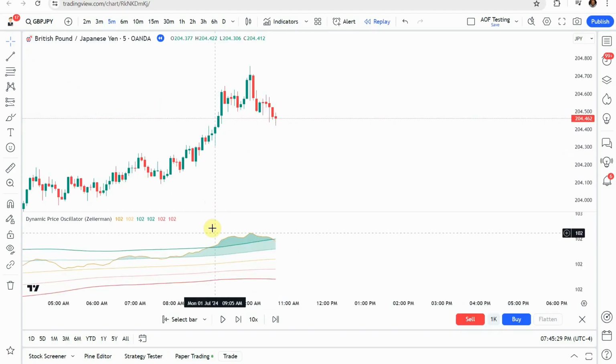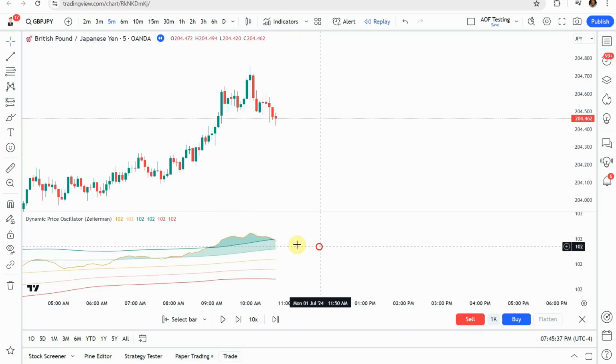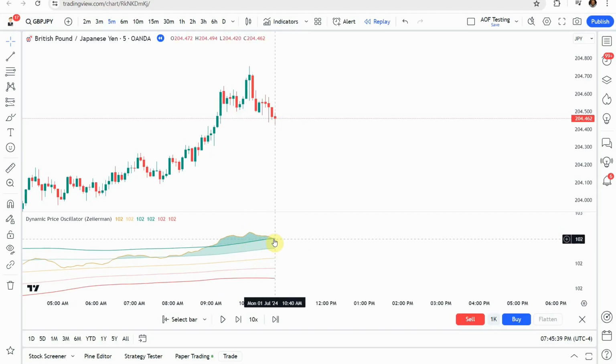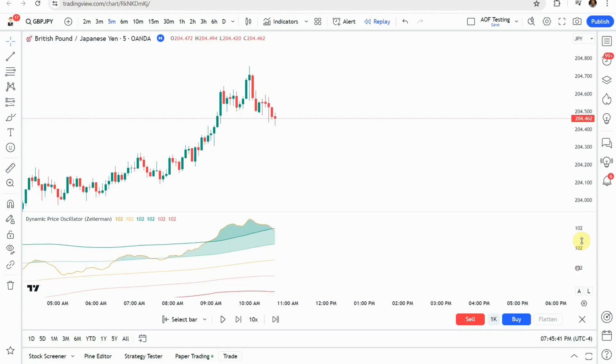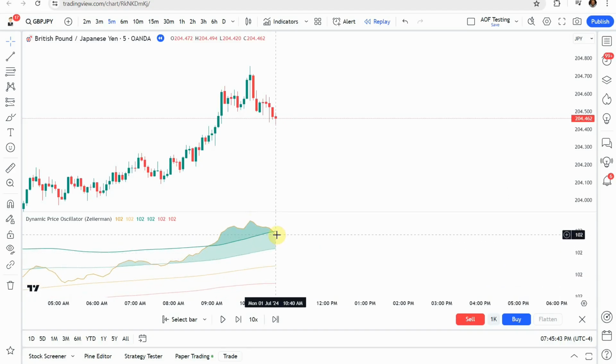And for a short trade, what we're looking for is when the oscillating line breaks up above this upper band here, gives us this darker teal colored cloud like so. We're then looking for that oscillating line to cross back down below that upper band, like it does right here. You can see that cross back down.